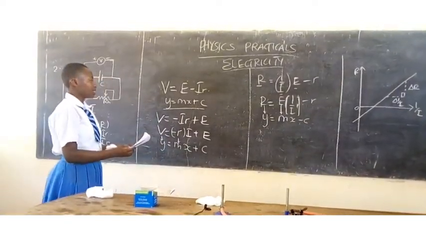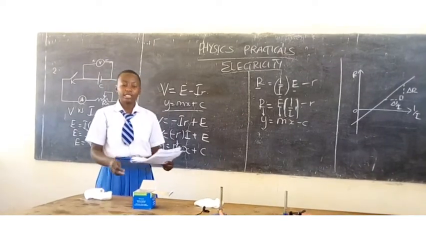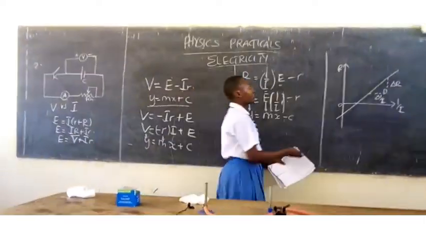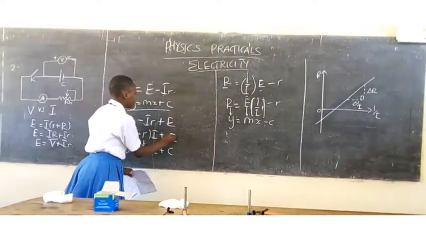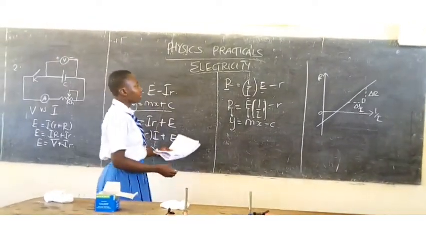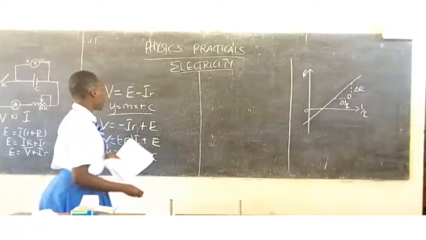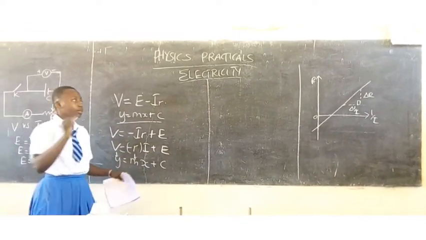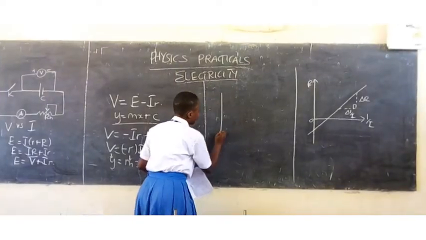As we said, mostly E of a cell is approximately 1.5. Therefore, you have to make sure that when drawing a graph, your V-intercept is 1.5. Here, our V-intercept is positive. The measured graph will be like this.